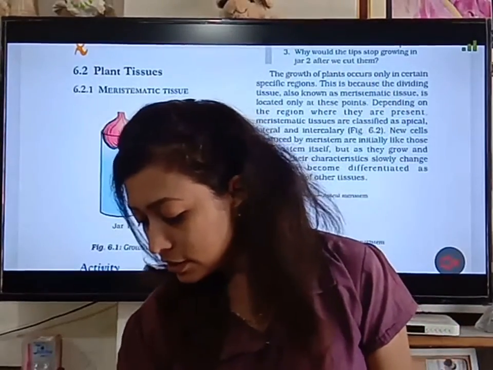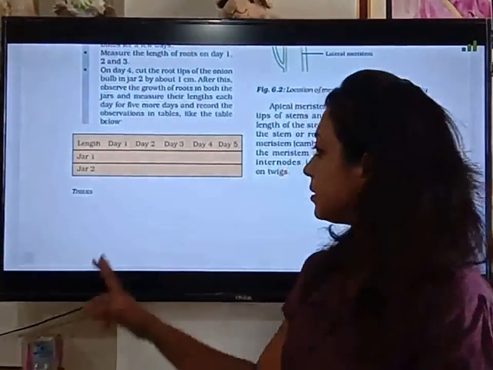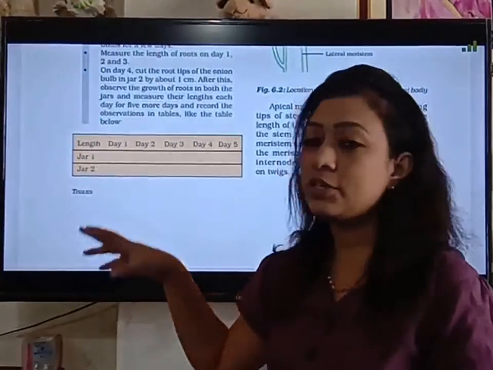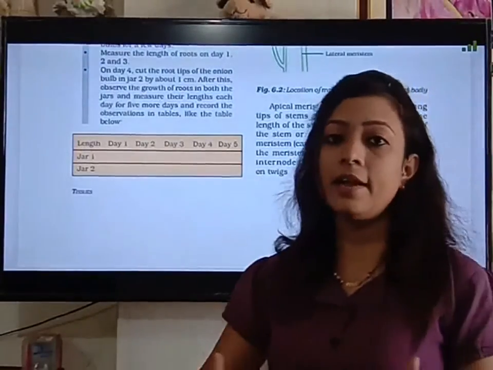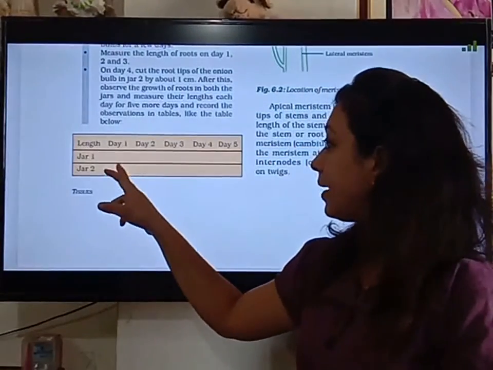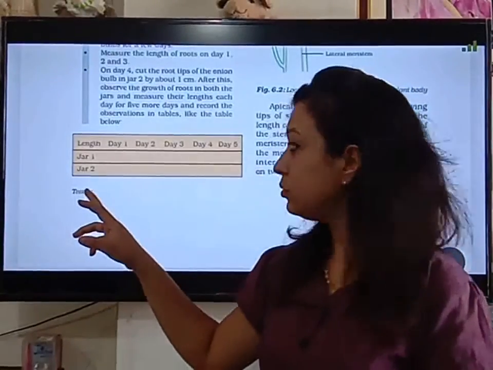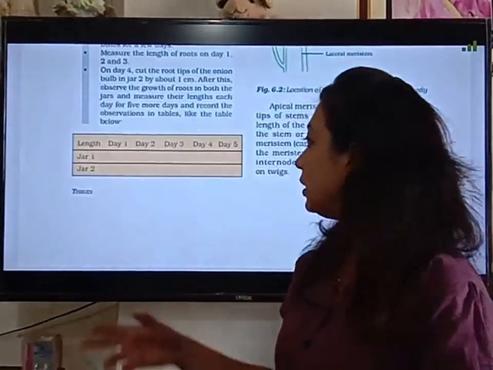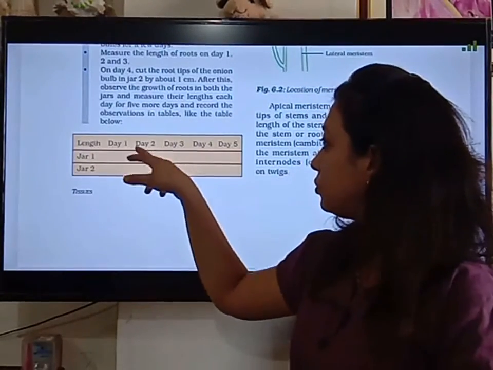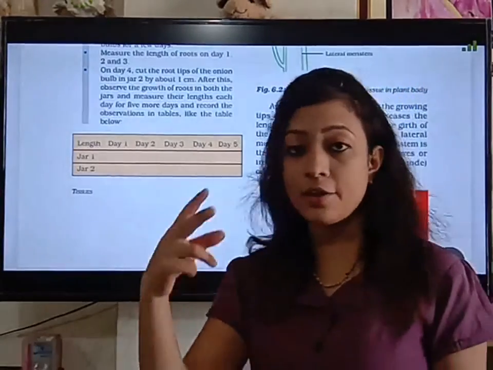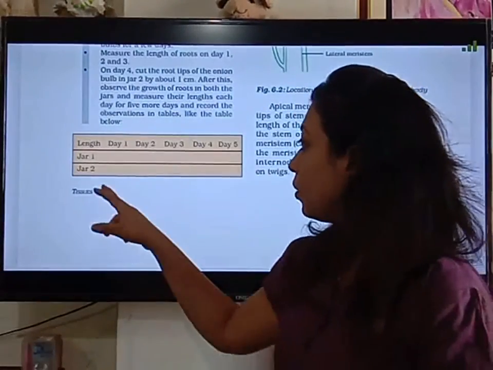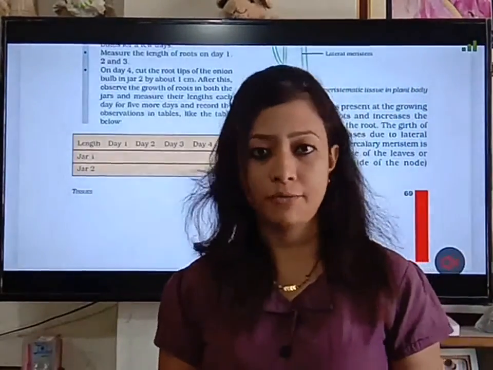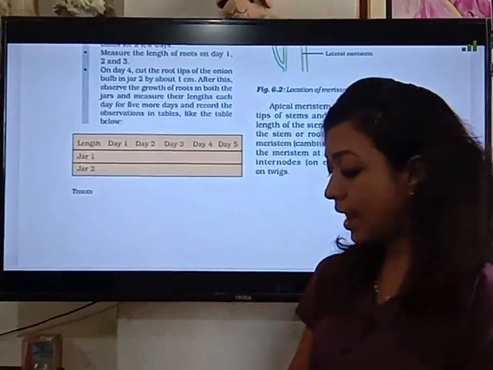So this is about activity 6.2. In this way you can make a table for this activity: onion root from jar 1 and onion root from jar 2, and you are going to observe their length. On day 1 you will write the length for both the roots from jar 1 and jar 2. In the same way you will write their growth for the second day, the third day, and on the fourth day you are going to cut the roots of the onion in jar 2, and later observe the growth for a few more days. So in this way, children, you are going to perform this activity.